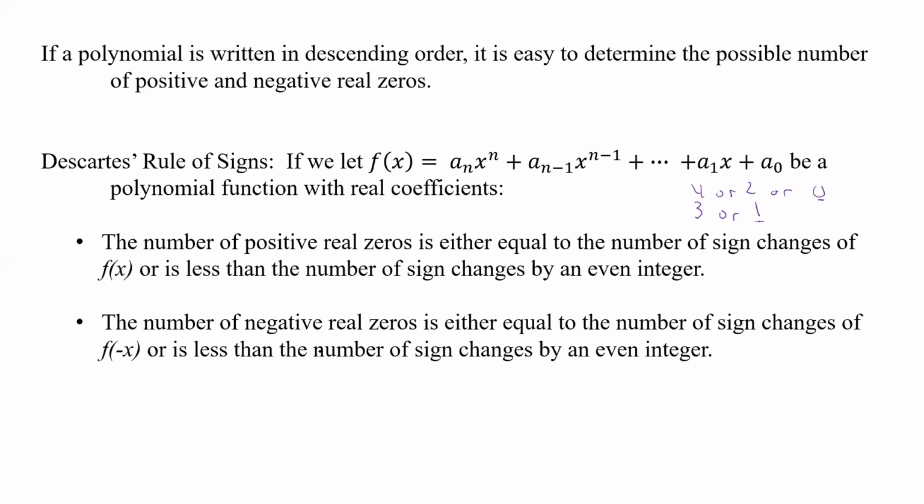Now the negative zeros is going to be equal to the number of sign changes when you plug in a negative x into your original function. So you plug in negative x, simplify that, and then you'll have your negatives in different places, and then you look at the number of sign changes there, and it works the same way. It's going to be that number or lower by an even integer. So, if you started with a 3, it could be a 3 or a 1. If you started with, say, a 4, then it'd be 4, a 2, or a 0.